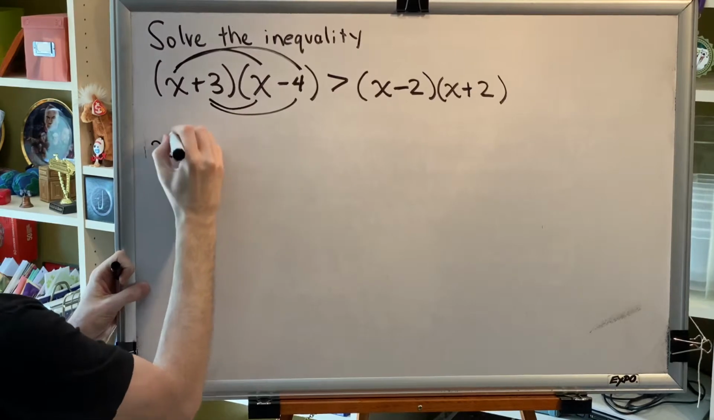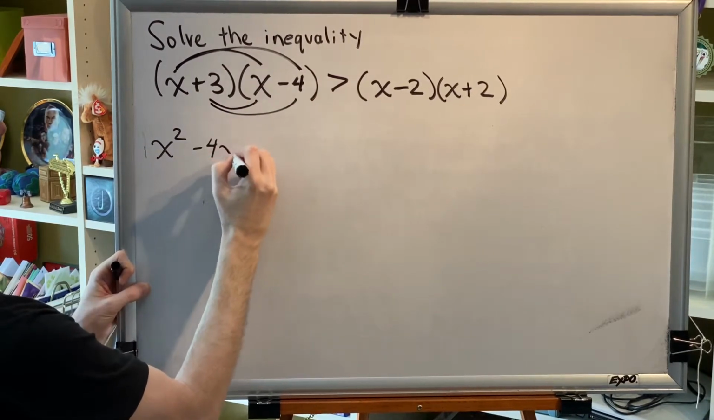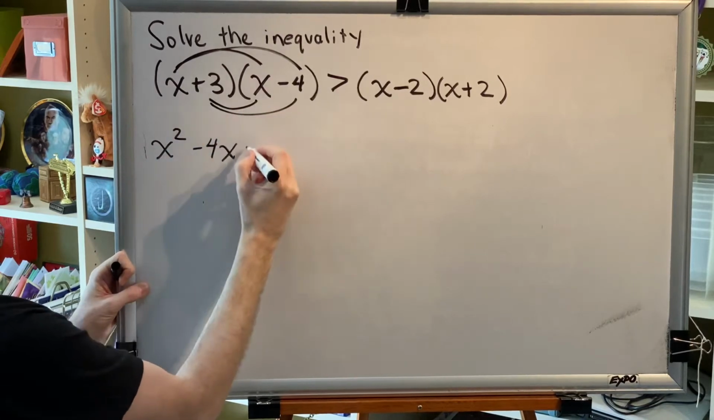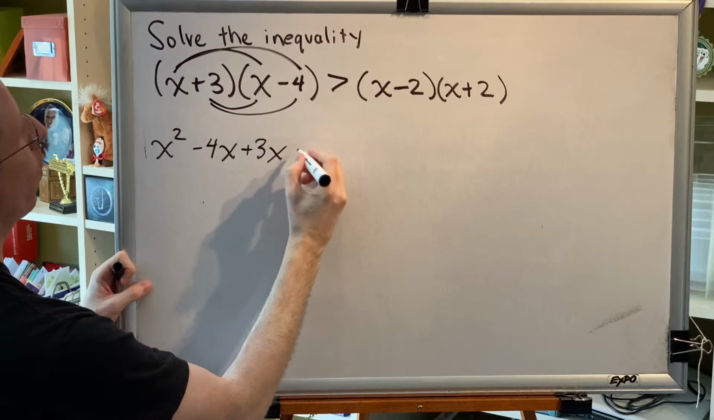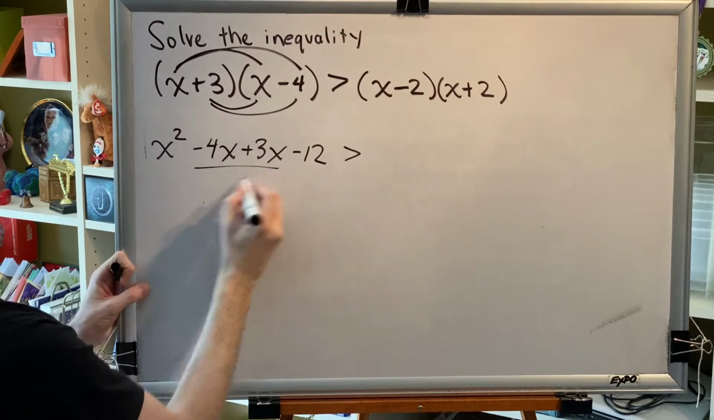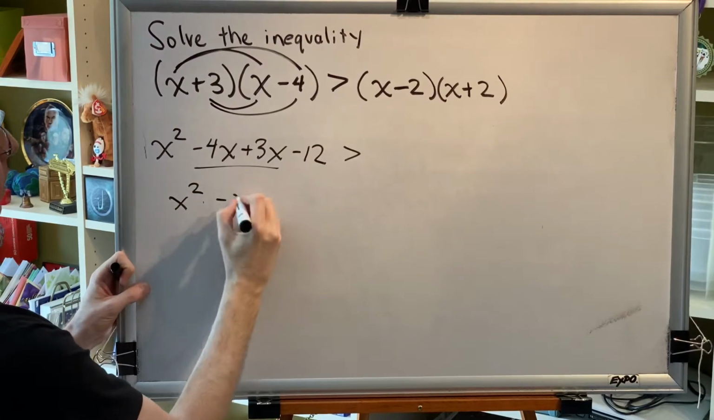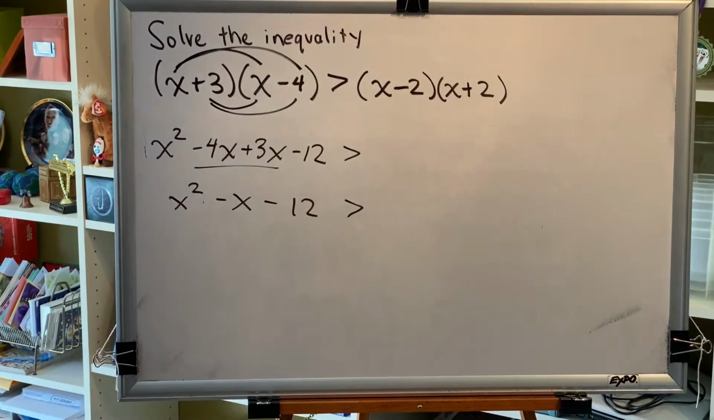X times x is x squared. X times a negative 4 would be subtract 4x. Positive 3 times x gives plus 3x. And positive 3 times negative 4 makes subtract 12. If I combine my like terms, I get x squared minus x minus 12. Now we'll turn our attention to the right side.